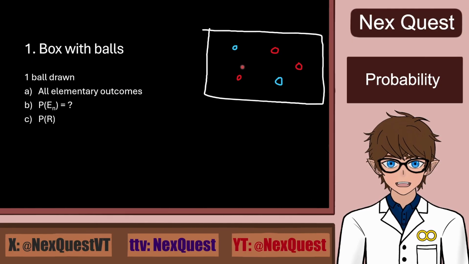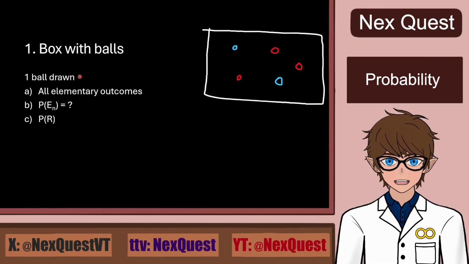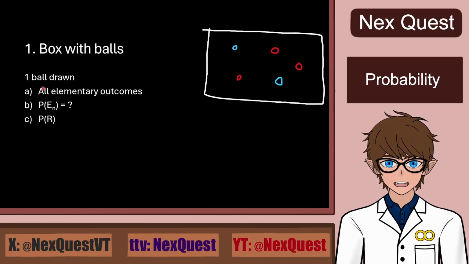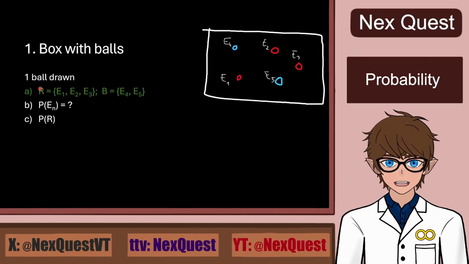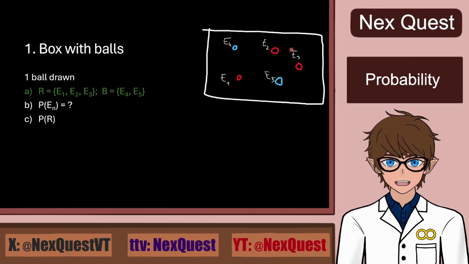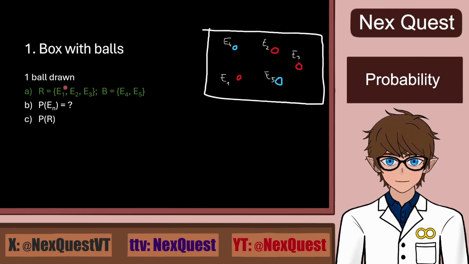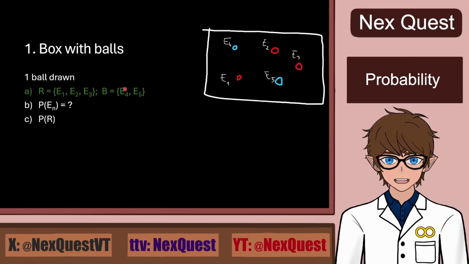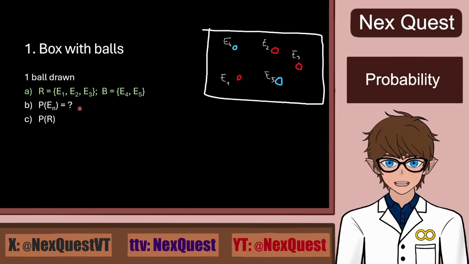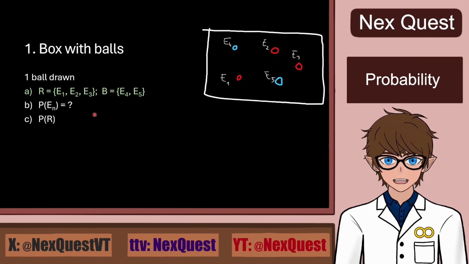For the first task, we had a box of balls. We know that one ball is drawn, and our task was to list all the elementary outcomes, give the probabilities for all of them, and the probability of drawing a red ball. So I have made a set R and B, where R is red balls and B is blue balls. E1, E2, and E3 are red balls, so they're elements of the red set or red event, and E4 and E5 are the blue ball set events. Now for the probability of individual elementary outcomes, since there's 5 balls, 5 outcomes, each has 1/5 at the start.